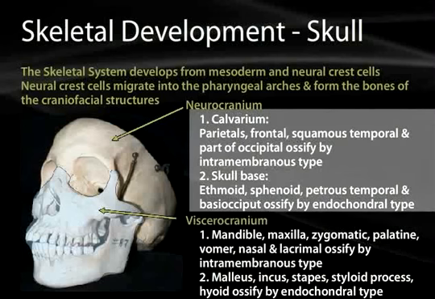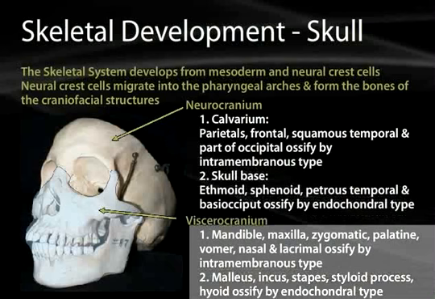The neurocranium has the calvarium, which includes the parietal bones, the frontal bones, the squamous temporal, and part of the occipital bones, which all ossify by intramembranous ossification. The rest of the skull bones, the ethmoid, sphenoid, petrous temporal bones, and basioccipital, all ossify by endochondral ossification, which is the cartilaginous model formation. The visceral cranium, which has been highlighted here, essentially makes up the facial component, whereas the neurocranium makes up the components that would house the brain.